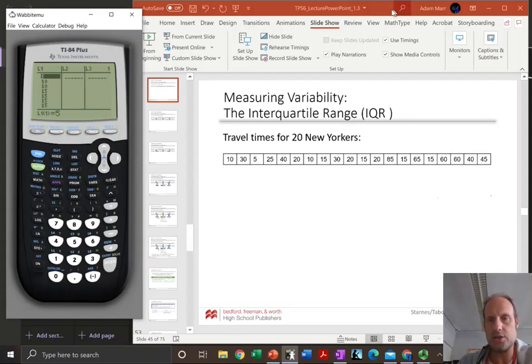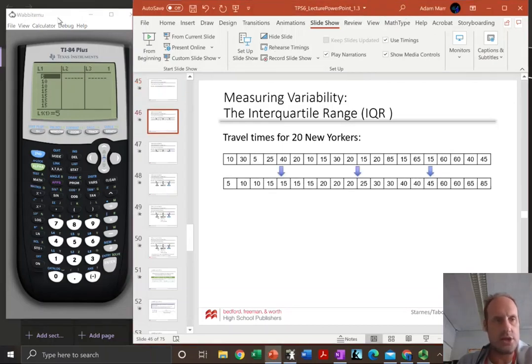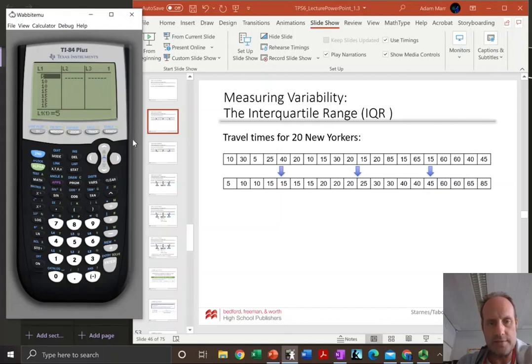Let's compare this right here. It should be totally sorted. 5, 10, 10, 15, 15. Yep, looks good actually. Looks like we have 4 15s, a couple 20s, etc. All right, so we're good, okay?